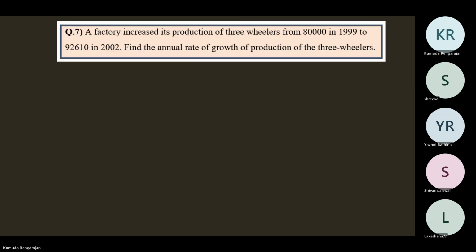Next one. A factory increased its production of three-wheelers from 80,000 in 1999 to 92,610 in 2002. Find the annual rate of growth of production of the three-wheelers. Please start writing.